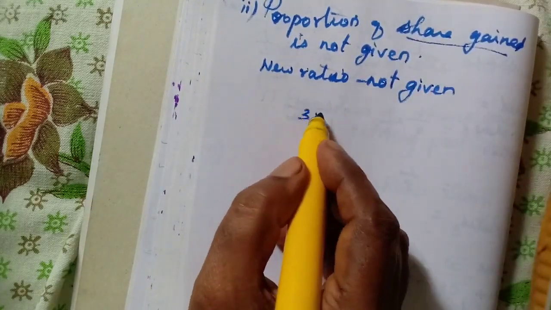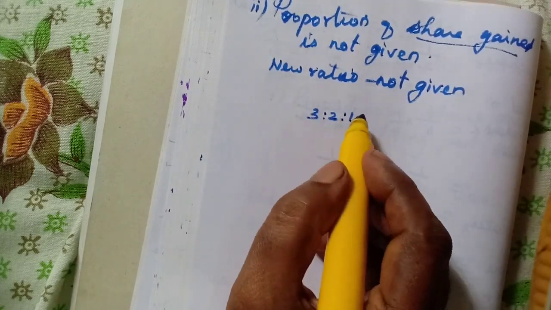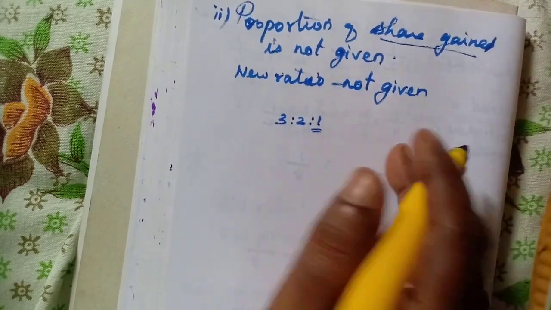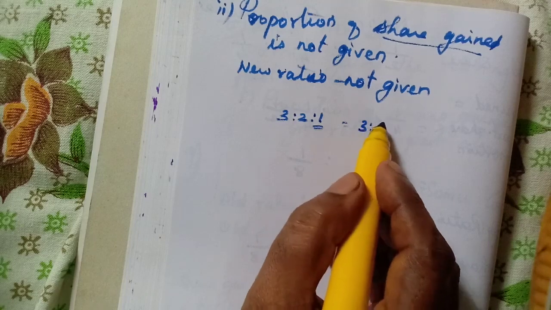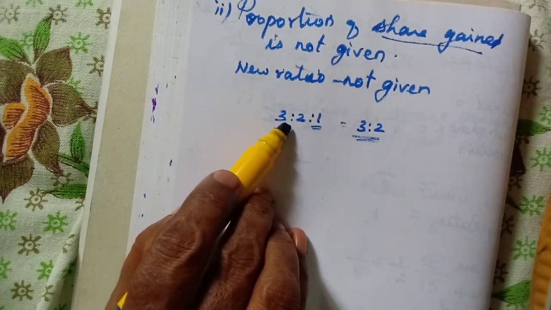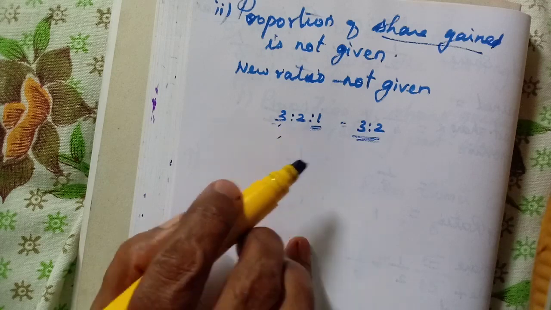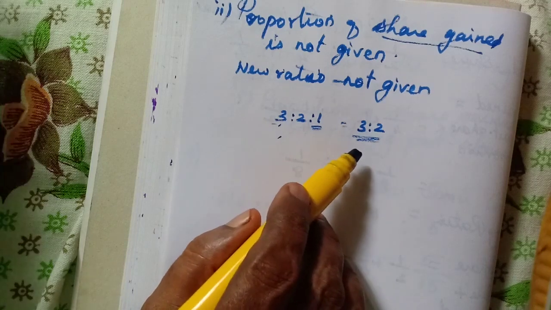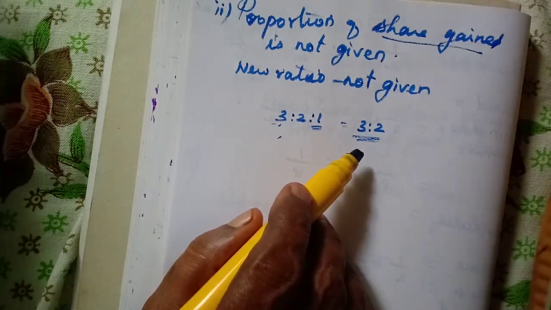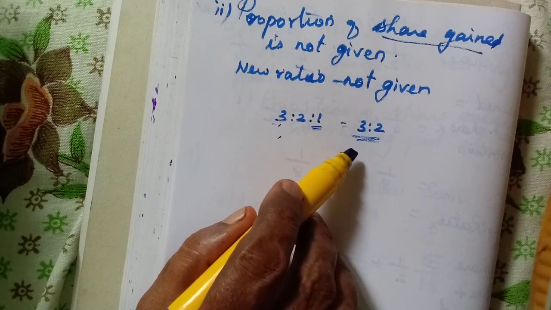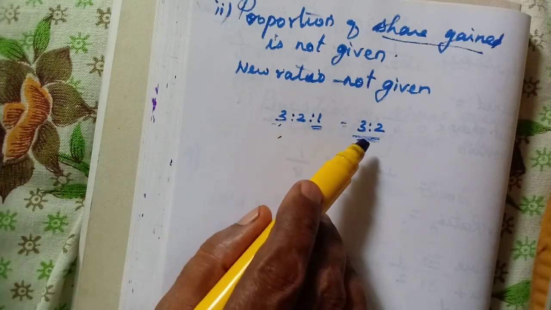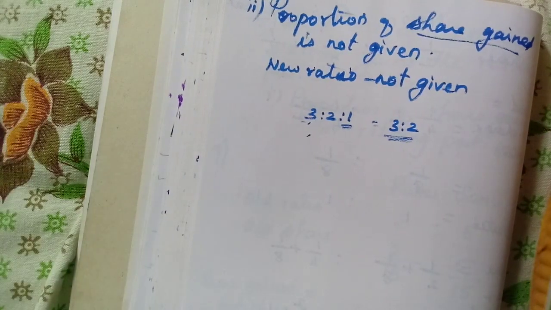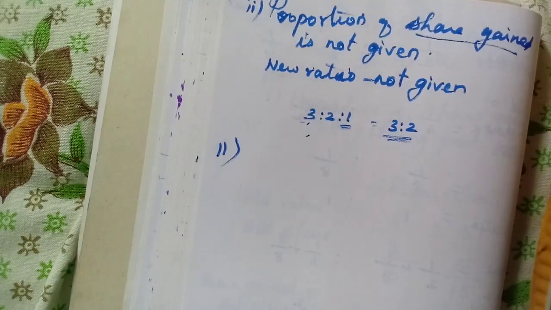If they share 3 is to 2 is to 1 as the old ratio, and the one is retiring, what will be the new ratio? 3 is to 2. Okay, 3 by 5, 2 by 5. What is the old ratio? 3 by 6, 2 by 6, 1 by 6. We just have to leave out the retiring partner. They will share in the old share only. Assume that the old share will be the new share. That means 3 is to 2. It's very easy. We will see the next exercise.